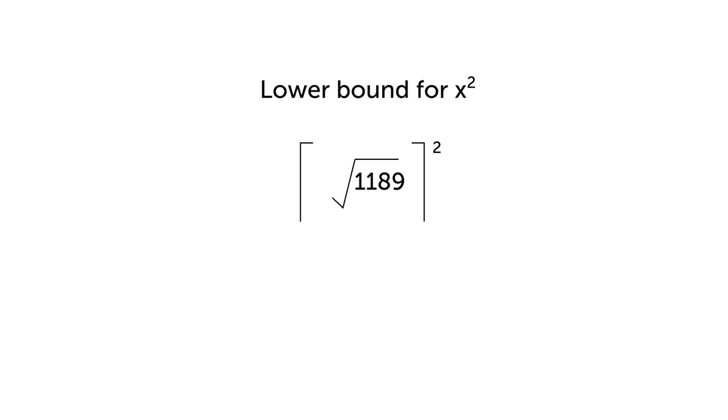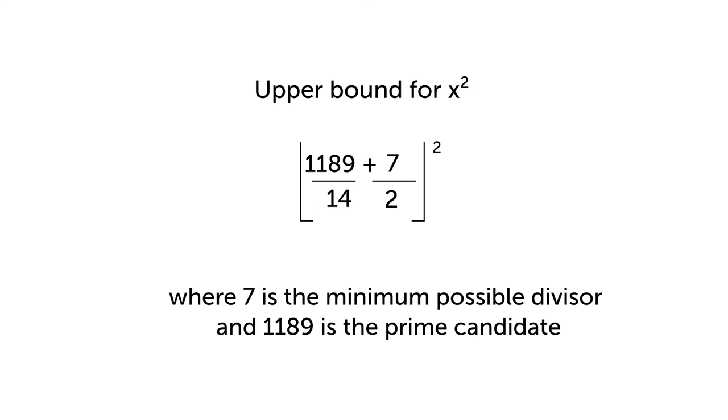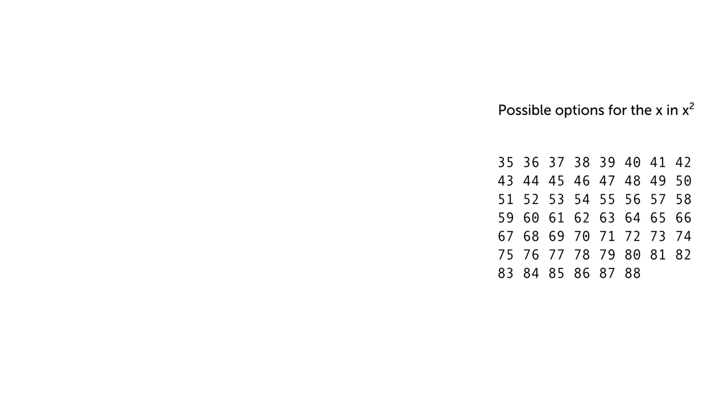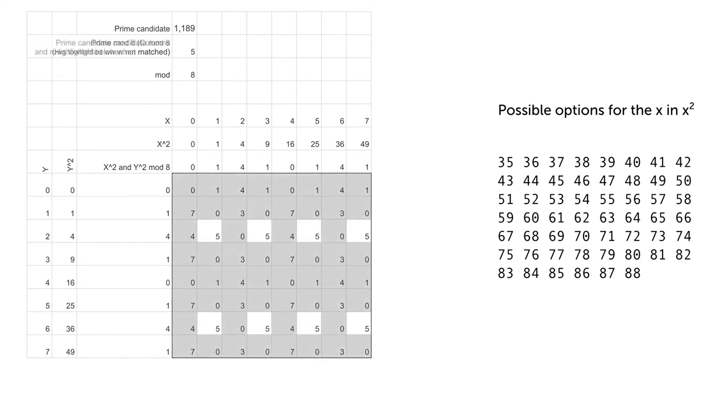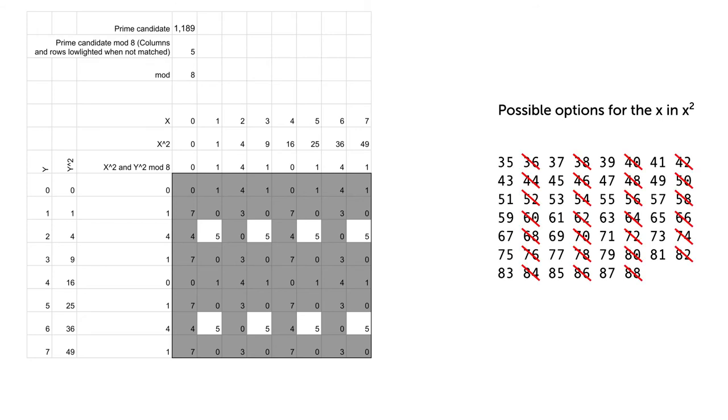and not just some. As a worked example, if we test the prime candidate, 1189, the square root of the prime candidate is 34 point something, which means that the lower bound is 35 squared. If we calculate the prime candidate doesn't have 2, 3, or 5 as a factor, that means the minimum possible divisor is 7, which makes the upper bound 88 squared. That initially gives us 54 possible square numbers for x squared. The prime candidate leaves a remainder of 5 when you divide by 8, which means that x is not even. That gives us 27 possible square numbers for x squared.